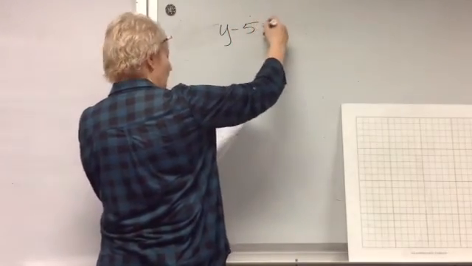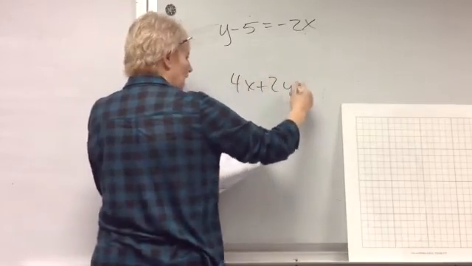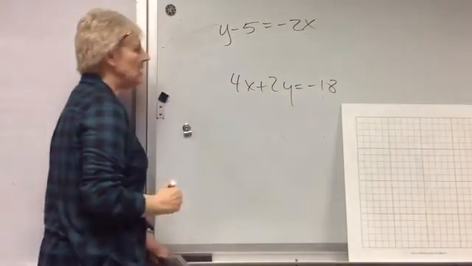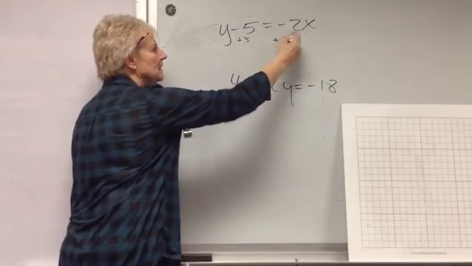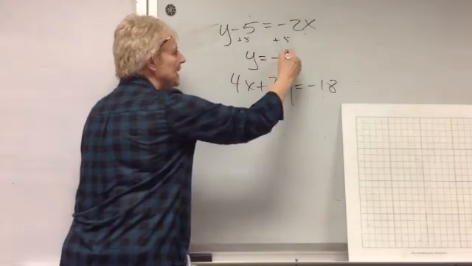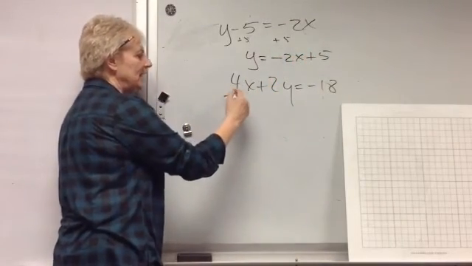Okay. Y minus 5 is negative 2x. 4x plus 2y equals negative 18. All right. Solve for y. We're going to add 5. So this one is y equals negative 2x plus 5. Solve for y here.